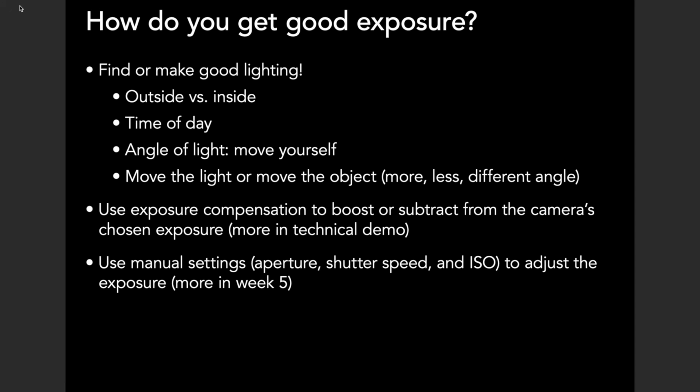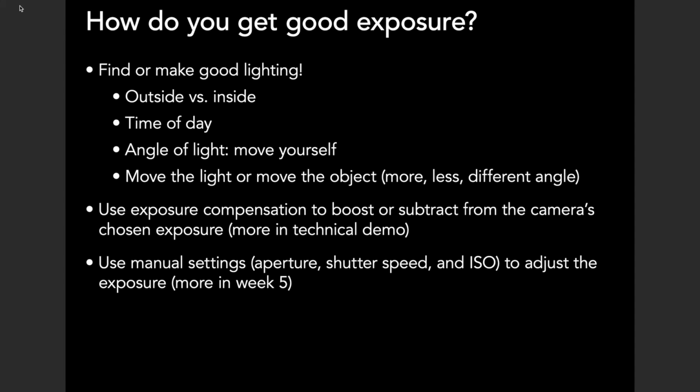Think through the angle of the light. How is the light hitting the subject? Does it make interesting shadows or does it make annoying shadows? And if you move yourself and move the subject, will that make for better lighting? And then if you have the capability, move the light itself or move the object that you're taking a photograph of to be closer to the light, to be farther away from the light, to receive the light at a different angle. So good exposure starts with good lighting.